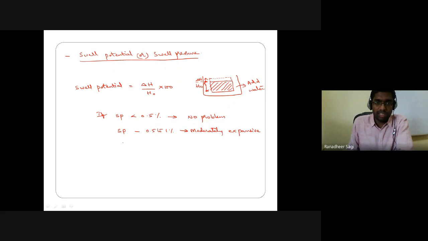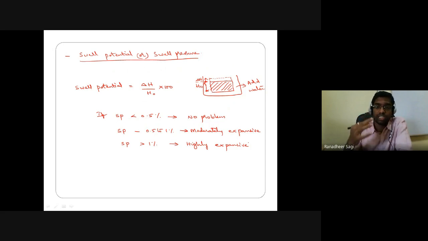In case the swell potential value of that particular soil is greater than 1%, then we say the soil to be highly expansive or highly problematic in nature. So that's something we are going to be interested in looking at, and based on the swell potential value, we'll be able to understand how much expansion or subsequent shrinkage takes place in the soil because of the change in moisture content present in that particular soil.